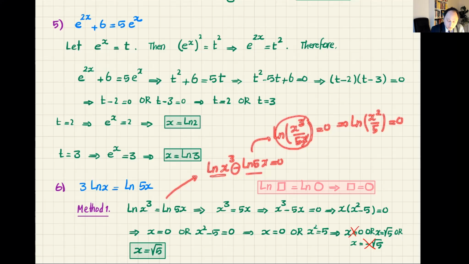And then what does it mean? The ln of a number is 0, so that number should be 1. And then you see that you get x squared is equal to 5, and then you get 2 roots, plus or minus square root of 5. But of course, minus the square root of 5 is not acceptable, but you get the square root of 5 again. You don't see any track of 0, but that's no problem because 0 was not a solution in the first place.